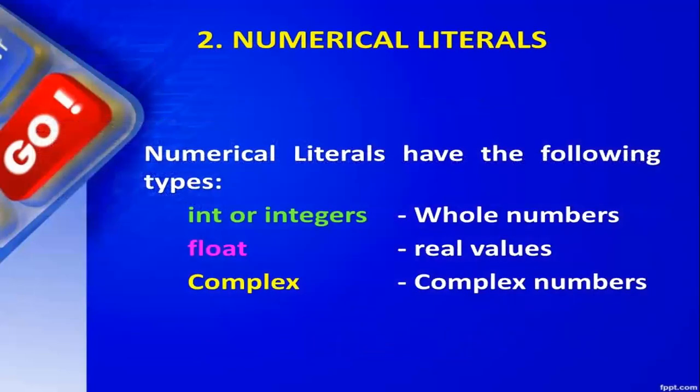Okay, now we come to the second type of literal, which is numerical literals. Numerical literals are divided into various types. The first one is integer, second is float, and third is complex. So numerical literals have 3 types: integer, float, and complex.